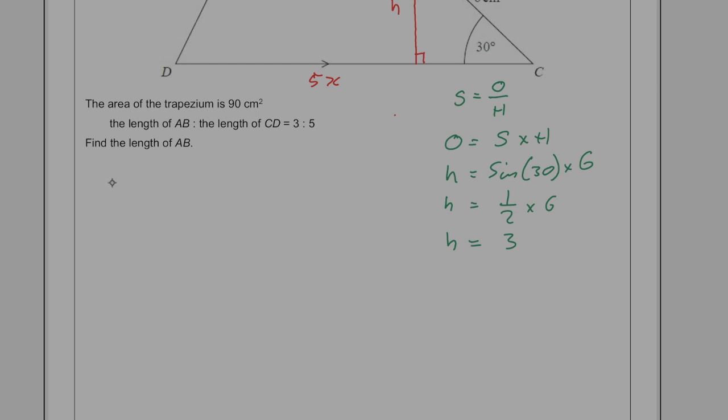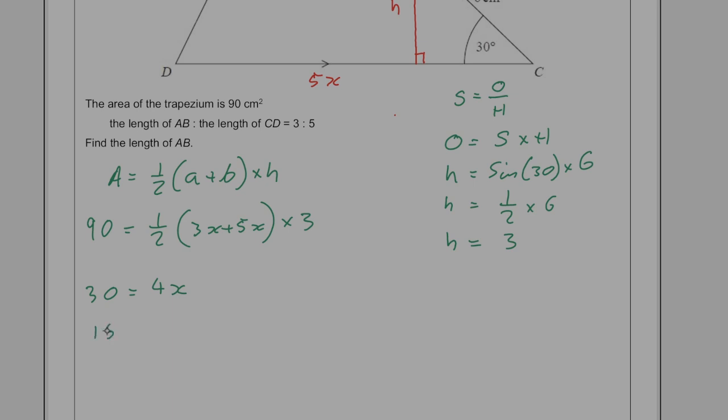Right. The area of a trapezium is equal to a half of a plus b times h. So that means that 90 is going to be equal to a half of 3x plus 5x, times 3. I am going to get rid of this 3 by dividing by 3 first of all. So 90 divided by 3 would give me 30, which is equal to a half of 8x. So that is equal to 4x, which means that x is going to be equal to 15 over 2.